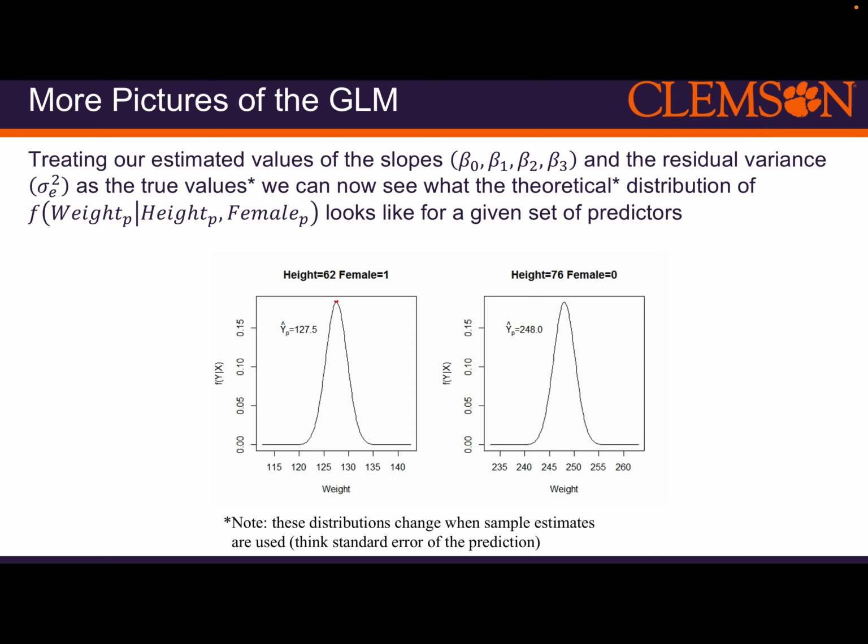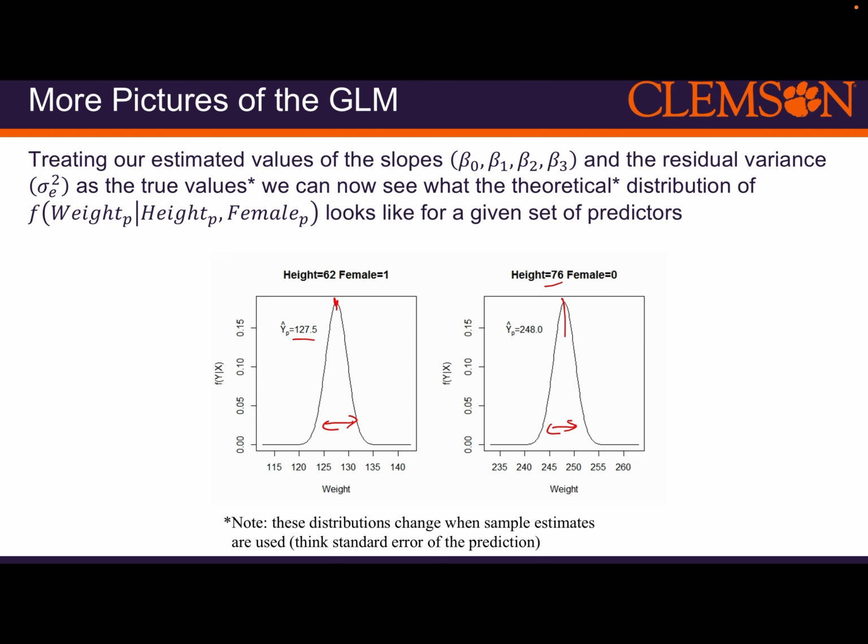Here we expect a 62-inch female to have a mean of 127.5. That's the linear combination. But we get the variance of that from this sigma squared error. And for a male or a non-female who is 76 inches tall, the mean weight would be 248.0 pounds with the same variance. But that's what we would end up getting.